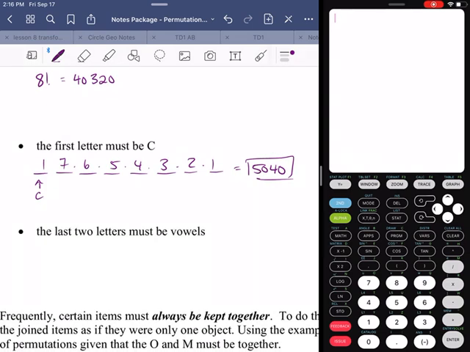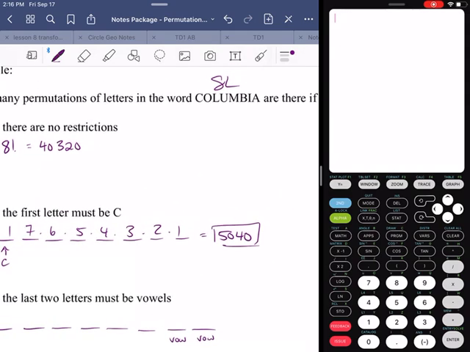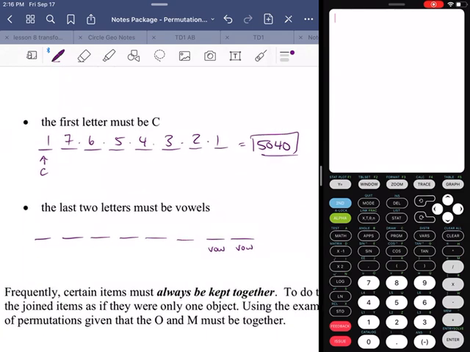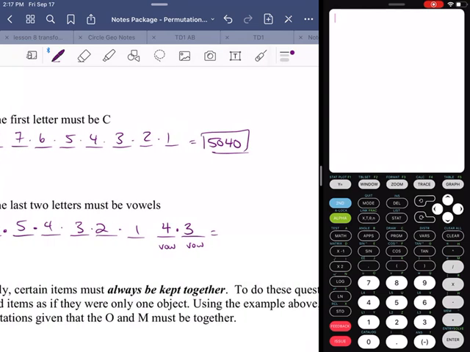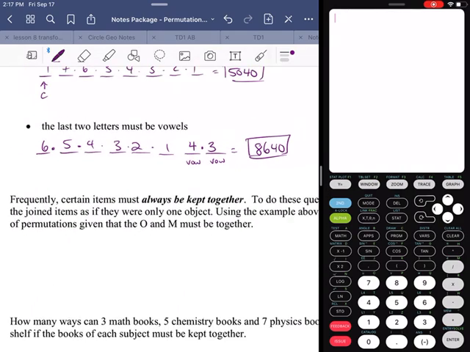And if the last 2 letters must be vowels, we still have an 8-letter word that we're going to arrange. 1, 2, 3, 4, 5, 6, 7, 8. Must be a vowel, must be a vowel. Well, how many vowels are there in the word Columbia? There's O, U, I, and A. So you have 4 options and 3 options. And then because we've used some of them, 6 times 5 times 4 times 3 times 2 times 1. And if you calculate all that out, 8,640.